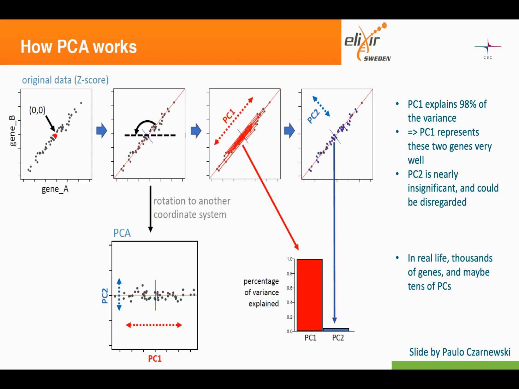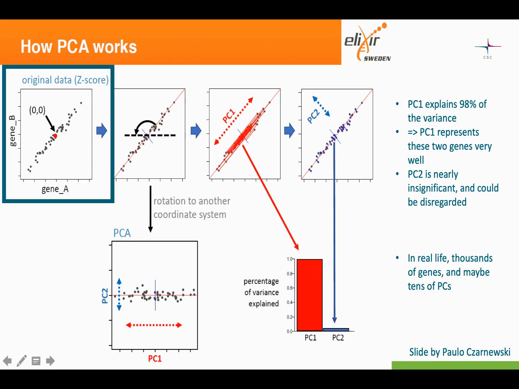Here we can see a simplified explanation of principal component analysis. This slide is by Paulos Sarnevsky, and we thank him for it. Here you can see a 2-dimensional data set. Each dot here is a cell, and here we can see each cell's expression on gene A and here on gene B. You can see that the cells, so the dots here, are spread in this area. So there is some variance in this direction.